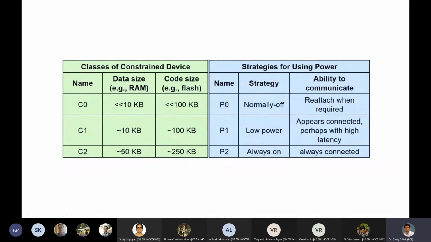Typically, you will find that class 2 devices tend to be always on, because the data requirements and the applications will be like that. You will require continuous transmission and you will need to continuously poll those devices for data. So usually the C2 P2 combination will be used. And C0 is typically in locations where you cannot access the device very quickly, so the C0 P0 combination is also very popular.